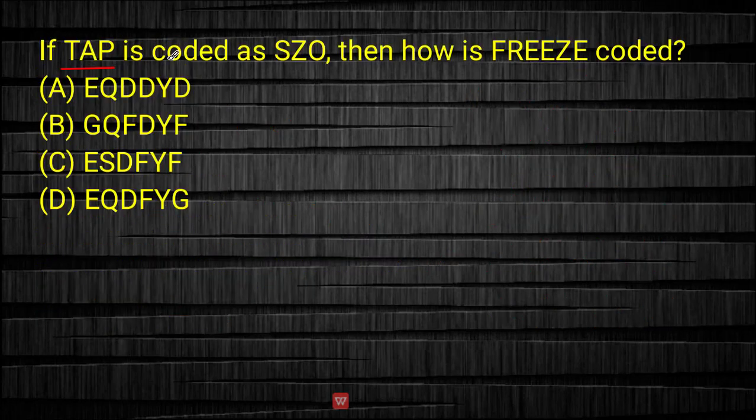So if TAP is coded as SZO, then how is FREEZE coded? So TAP is written as SZO. At first we have to identify the relation between TAP and SZO. So what will be the relation? You can see that S is the one step backward letter. So minus 1 from A is Z, from P minus 1 is O. So the relation is a type of decreasing order.